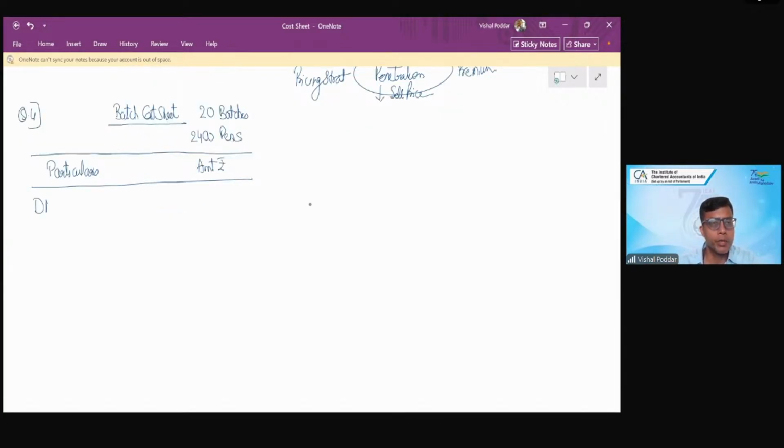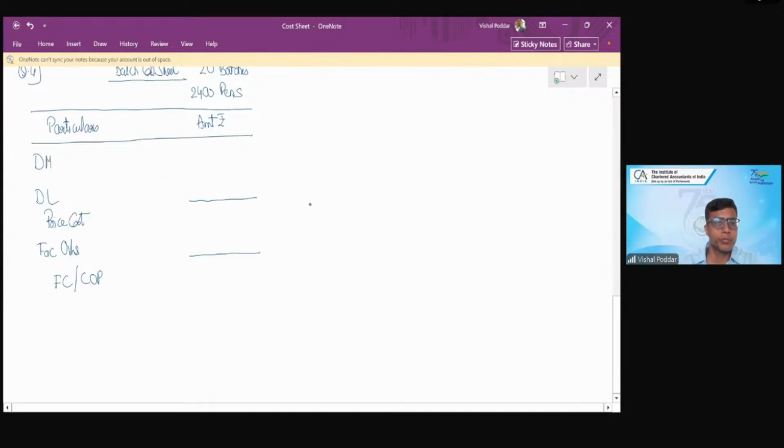Now we are given direct material. We are given direct labor. This will become prime cost. In this, we will charge our factory overheads. Rates are given, so we need not calculate the rates. This will give me factory cost or cost of production. On that basis, we will charge our selling, distribution, and administration overheads. Again, the rate is given. So this will give me my total cost.